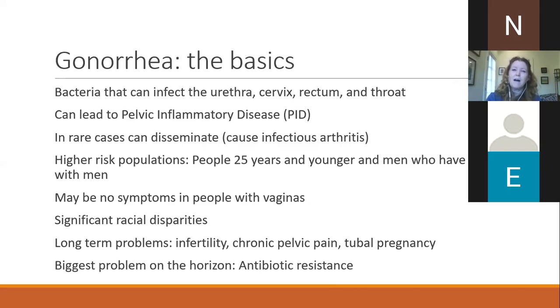It's not very common. I haven't seen this in years. Its highest risk populations are people who are 25 years and younger, and then again, cis men who have sex with cis men. There might not be any symptoms in people who have vaginas. It's more common in cis men to see symptoms. And again, with gonorrhea, there are even more racial disparities compared to chlamydia. Same long-term problems of infertility, chronic pelvic pain, and tubal pregnancy.